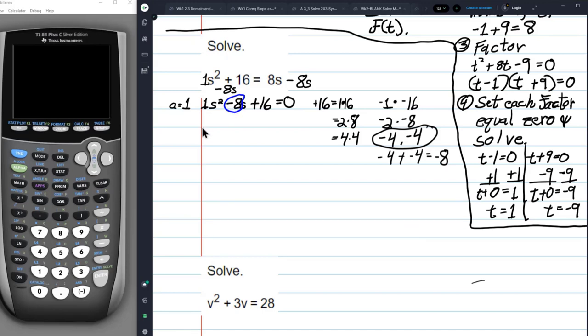So I go back over here and I make two sets of parentheses. I separate the S squared into an S and an S, and then I use negative 4 and negative 4, so minus 4 and minus 4.